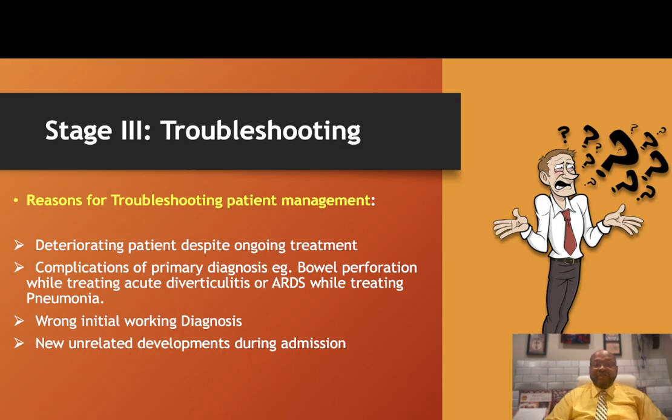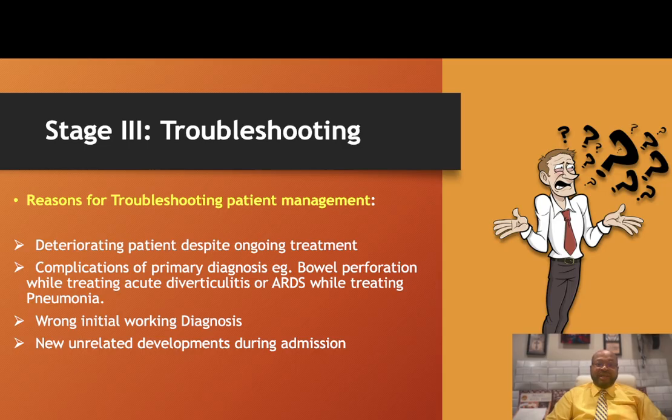And some of the reasons why you might need to troubleshoot might be patients who are getting worse despite your treatment, or they might develop complications from the primary diagnosis, like bowel perforation if you're treating acute diverticulitis or ARDS while treating pneumonia. And your initial diagnosis might be wrong, and you might need to revisit that again. And occasionally, new unrelated issues come up while they're on admission, like their heart failure might start acting up while you're treating cellulitis because of fluids given, etc. So you should be ready to troubleshoot.